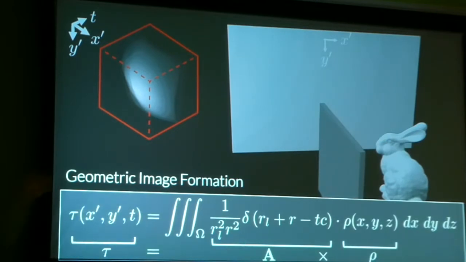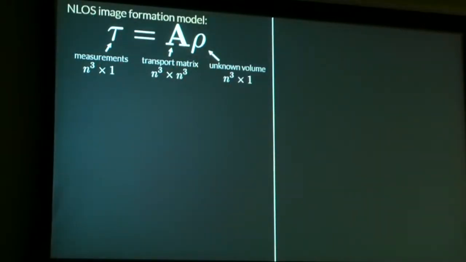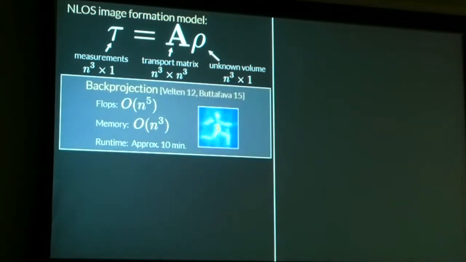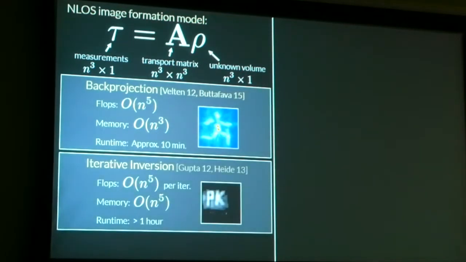Well, this equation can be written as a linear system of equations, where we have the measurements that we vectorize, and a transport matrix which relates the unknown vectorized volume back to the measurements. And there are a few techniques that can solve this system. There's a back projection technique that provides an approximate solution. It takes about 10 minutes to run for a low resolution hidden volume. And then there are also direct iterative conversion techniques that would take much longer, more than an hour typically, for some low resolution volume.